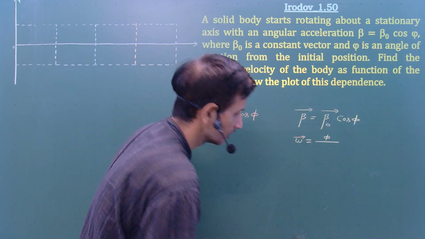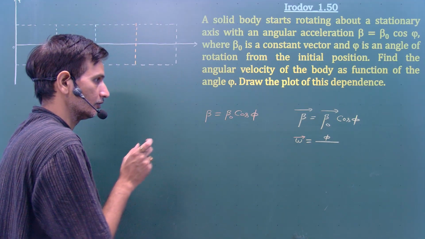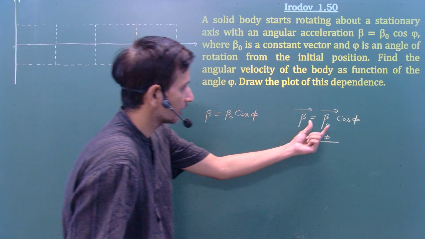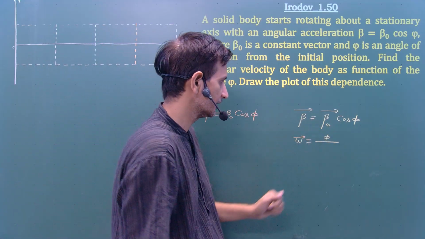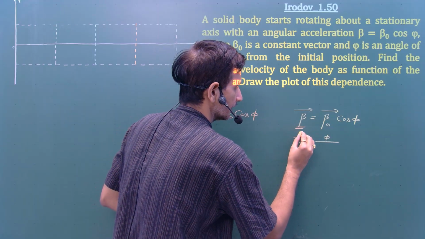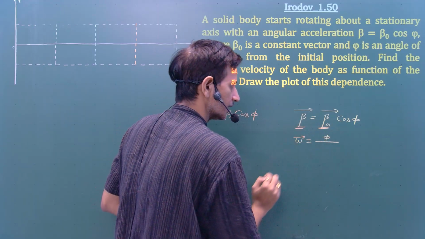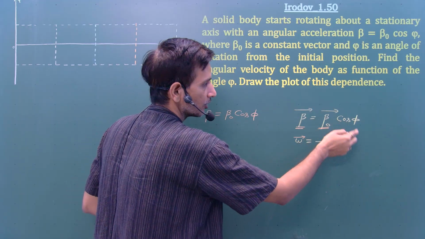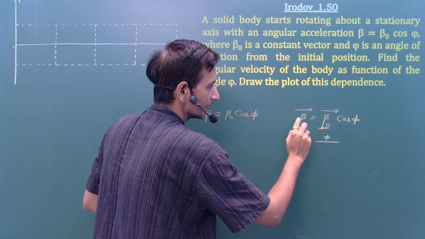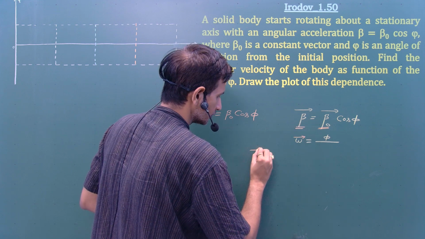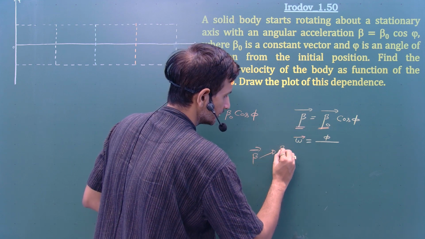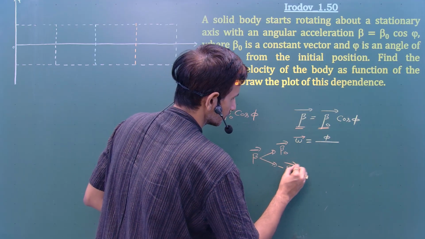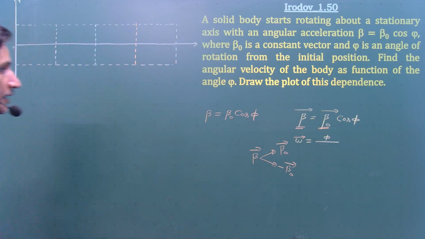Because this is a vector equation, we must take account of the direction. Beta naught is a constant vector. It means the direction of beta is in the direction of beta naught. But the multiplied number is cos phi. It can be positive or negative or 0. So the direction of beta has three possibilities, either in the direction of beta naught or in the opposite direction of beta naught. Now let us plot the equation of beta.